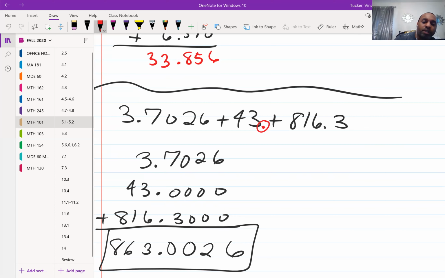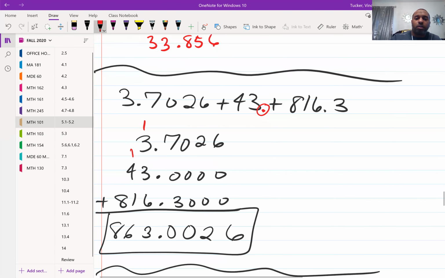7 plus 3 is 10. That's right here. Carry your 1. 1 plus 3 is 4. Plus 3 is 7. Plus 6 is 13. Carry your 1. 1 plus 4 plus 1 is 6. And then the 8 didn't have anything to add to, so we just bring it down. All right, any questions?